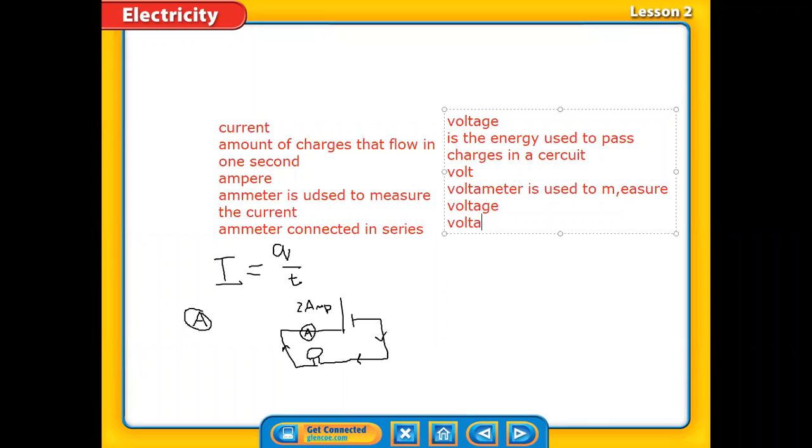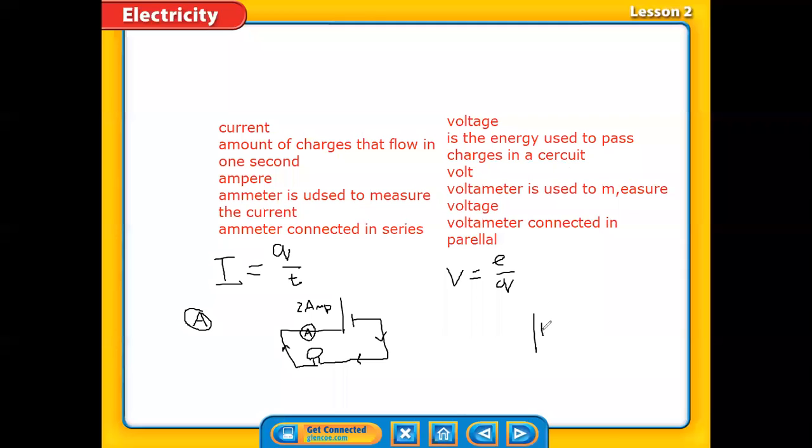What do we mean by parallel? That means it's connected to the part where we need to measure the voltage, because the voltage varies in different parts of the circuit. Let's write here that V equals E over Q. If I have this simple circuit, as we just saw in the previous slide, and I want to measure the voltage.